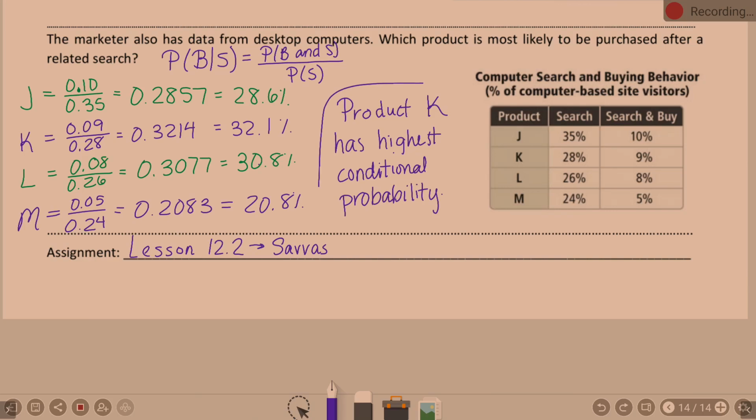Okay, guys, that's what you are looking for. Okay, so conditional probability, read carefully. You have to watch the setup, right? There's probably going to be a few confusing ones. It wouldn't surprise me. Work at it, though. Lesson 12.2 is due tomorrow.